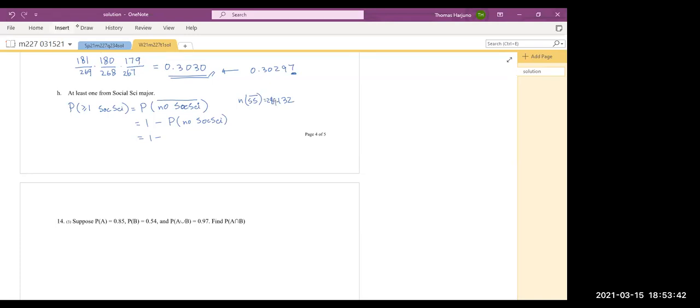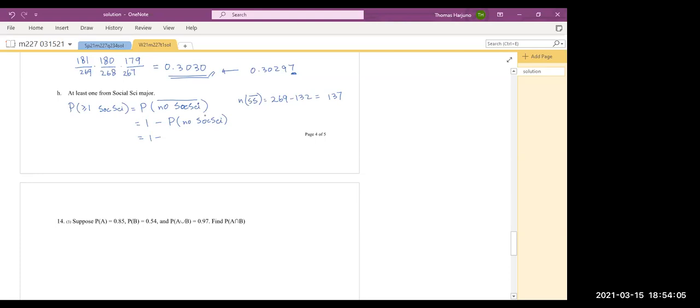I tried to squeeze everything in. That's what happened. Give me a second. Outside of social science will be 269 minus 132. That will be 137, right? So there are 137 people not in social science major.